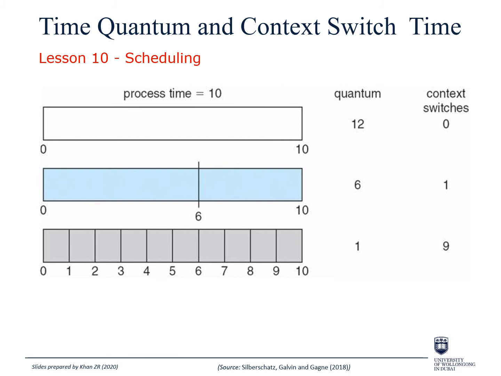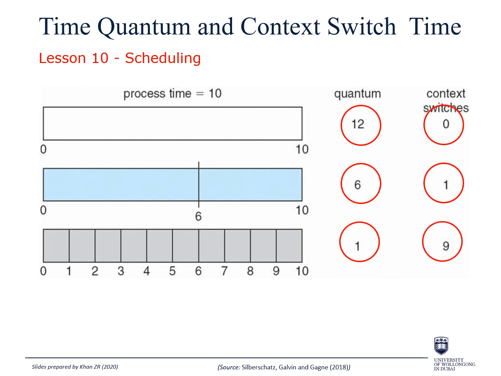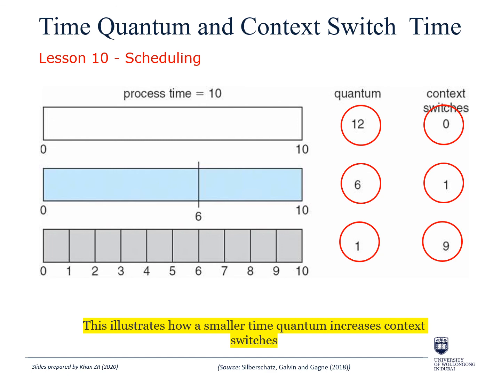Here's how this looks. If you've got the process time, which is 10, and I say the quantum is 12, context switch is 0, this is how it will look. But the moment I increase the context switch to 1, my quantum then becomes 6. And then I increase the context switch to 9, and then my quantum becomes 1. So this illustrates how a smaller quantum increases context switches.